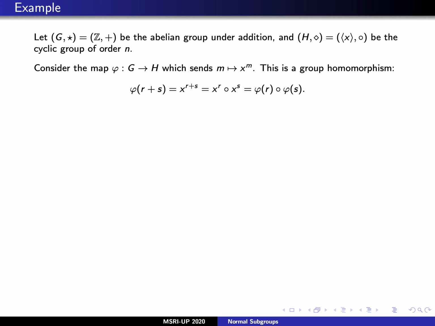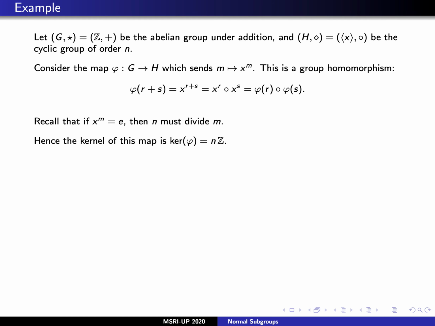Let's consider the following map. We'll send an integer m to x raised to the m power. You can easily check that this is a group homomorphism, because the image of a sum of powers, r and s, will simply be the product of x to the r times x to the s. Because x to the m is e precisely when the order n divides m, we see that the kernel of this map is simply the collection of multiples of n. We can write this compactly as n times the integers, nZ.